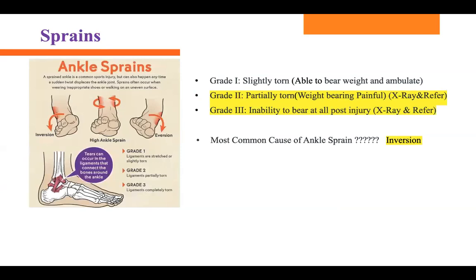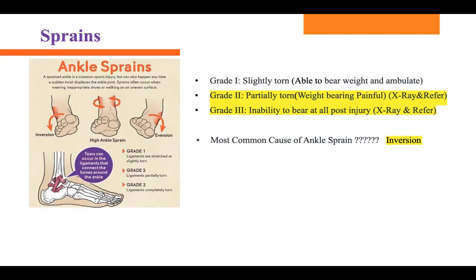Which is the most common cause for ankle sprain? Is it going inside or is it going outside? Inversion or eversion? Inversion, okay? Grades of the ligament tear, which is sprain. What happens with the sprain is the ligament is tearing apart, okay? Just think about the paper, okay? Take that paper, tear it in the middle, just a little bit.